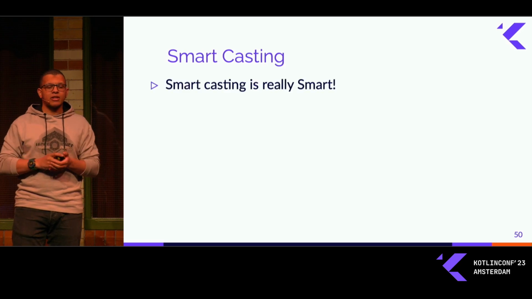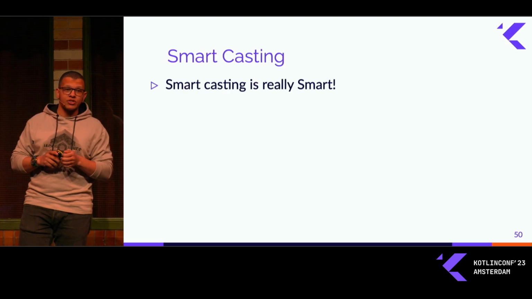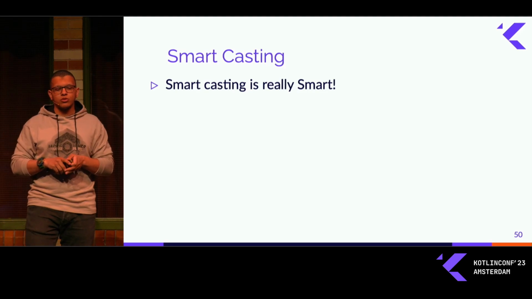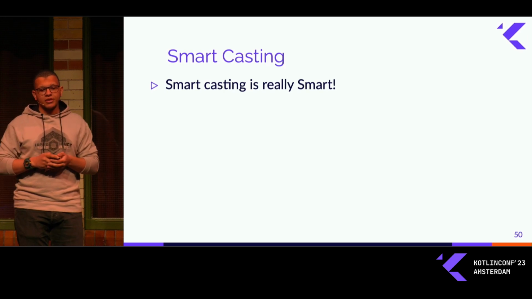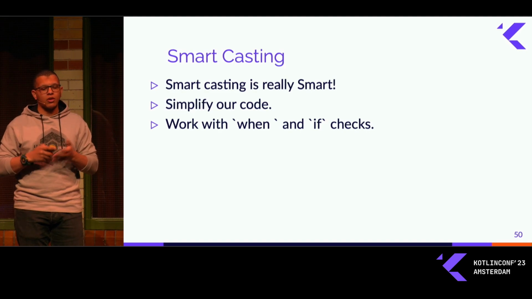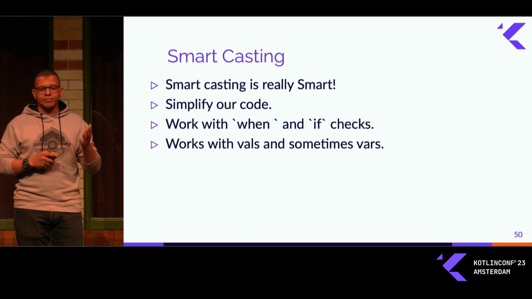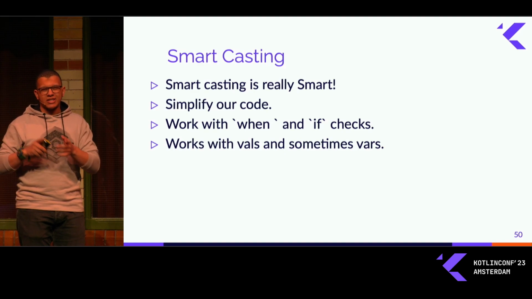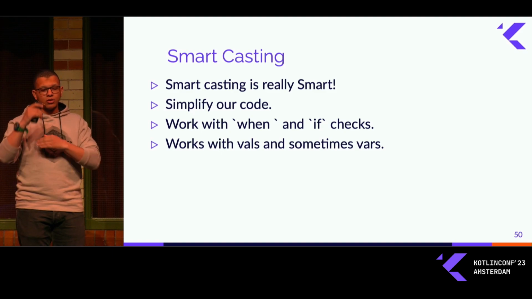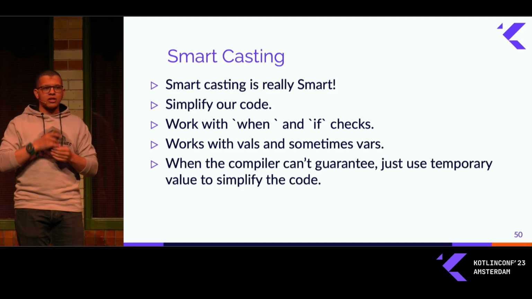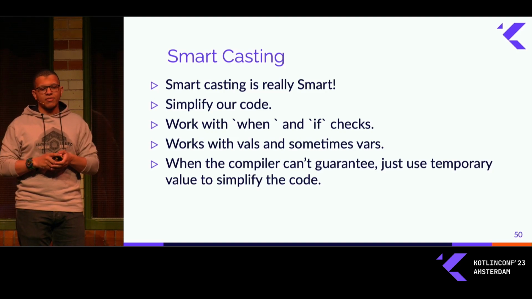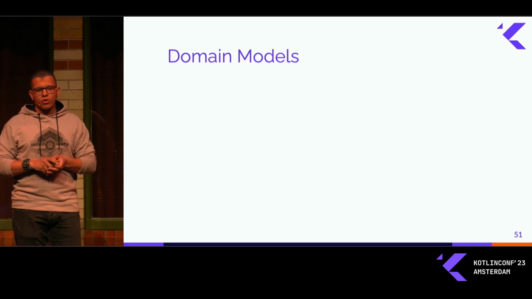Smart casting. Well, smart casting is really smart. Like I saw in many cases, it is really, really smart. I included some cases that are a little bit problematic, but it was able to detect the right type, or at least the nullability type. It helps us to simplify our code, and it works well with if and the when statements. And it works with vals and sometimes with vars, so it doesn't always work with vars. The vars need to be defined in some local bound. So whenever you have that case, I always create a temporary val from that var and use the smart cast to simplify the code.